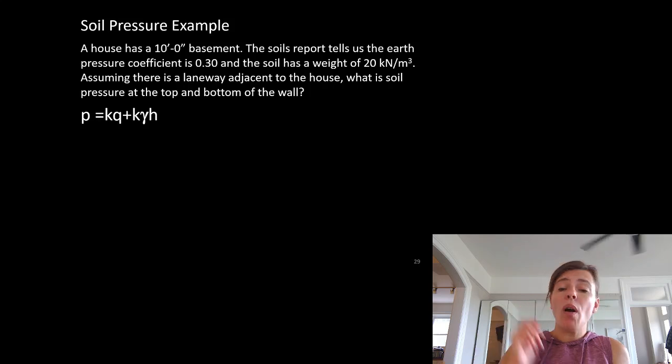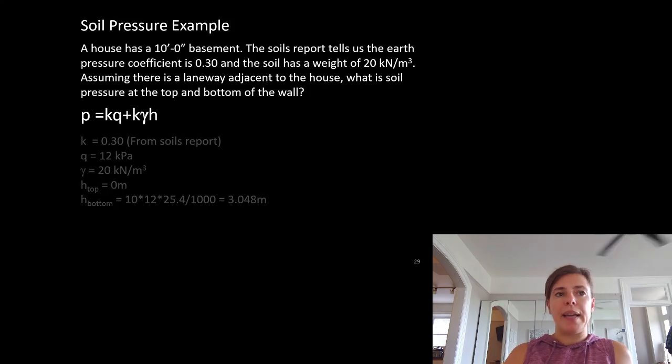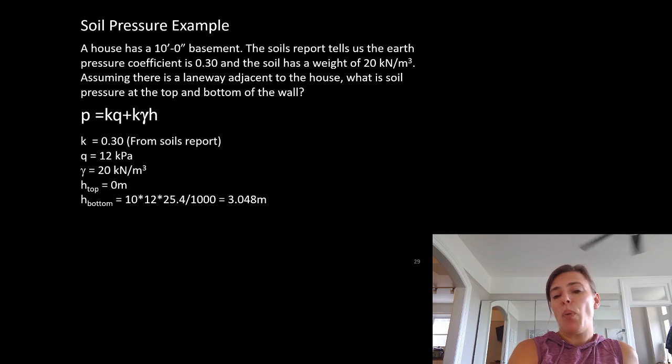So we know our equation is pressure equals K times Q plus K times gamma times H, or the height. So we're probably going to need to check this top and bottom, and we saw that it varies linearly as we go down for height. So we know K was 0.3 from the soils report. They gave us that. Q, we know, should be 12 kPa for a live load if there are vehicles beside, outside of a building. So those big fire trucks were going to be 12 kPa.